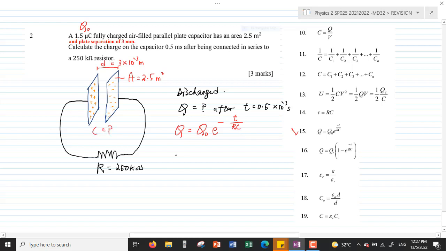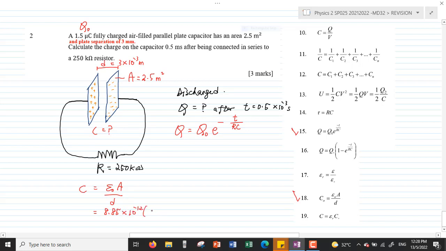So in order to solve this question, I have to calculate the capacitance of the capacitor first. So how am I going to find the capacitance of the capacitor? Since this is a parallel-plate air-filled capacitor, I'm going to find the capacitance using equation 18, the air-filled capacitor. So I have C equal to epsilon naught A over d. The epsilon naught is the permittivity constant. You can get the value from the list of constants, it is 8.85 times 10 to the power of negative 12.